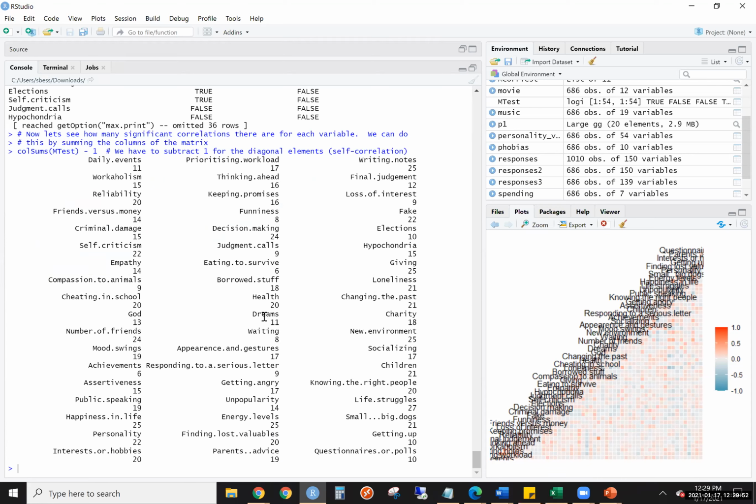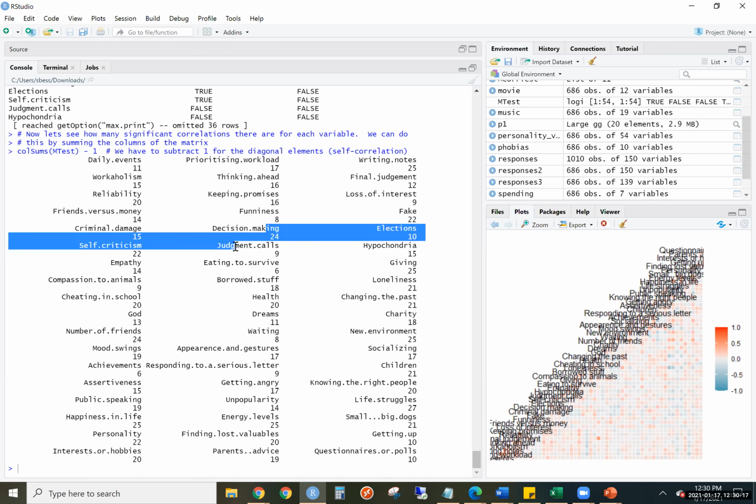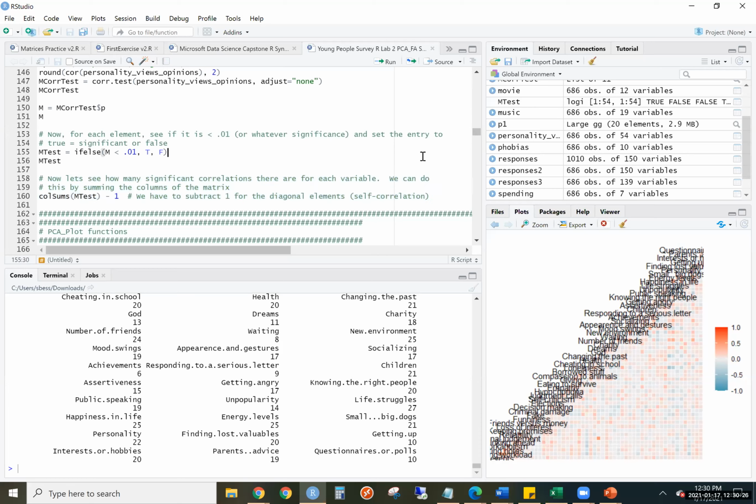So dreams is significantly correlated to 11 other variables listed here. And God, or anything related to religion that's not atheist related or whatever, 13 other variables are related to God as well. So even though there's nothing really else religious here, decision making or judgment calls, keeping promises, those different things might be related to a faith-based component here, even though we're just talking about God. That's where domain perspective comes into play.